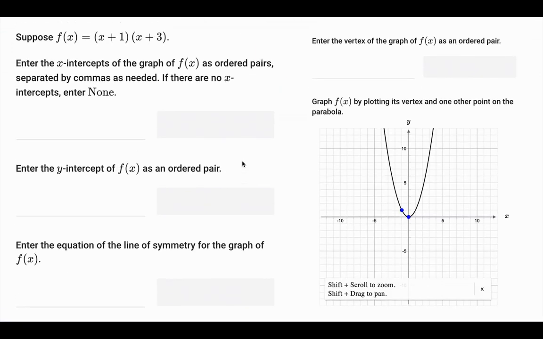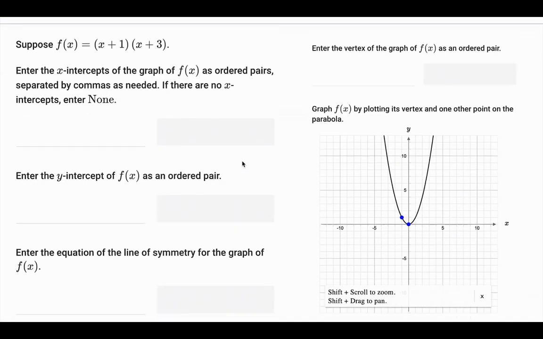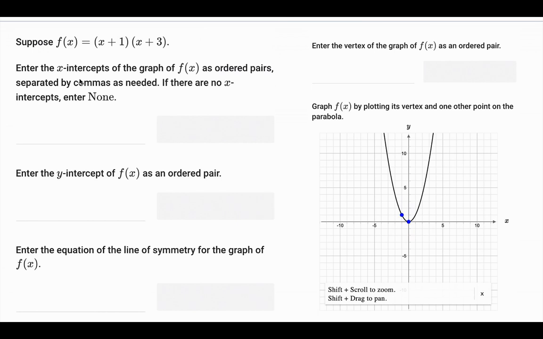Okay, finally, here's another one in factored form that we want to take a look at and graph and find the x-intercepts. If it's in factored form, they basically are given to you. All you have to do is say x plus 1 equals 0, x plus 3 equals 0. And notice it says we want them as ordered pairs. So that's going to be -1, 0 and -3, 0.